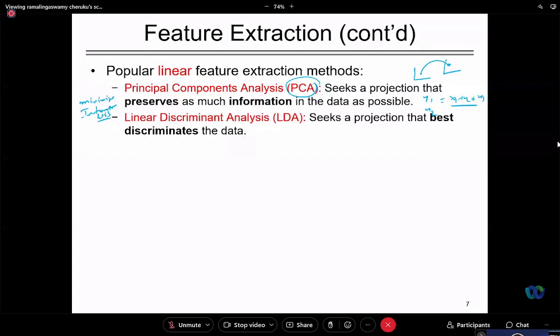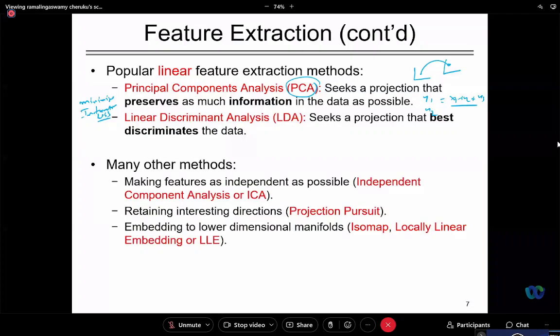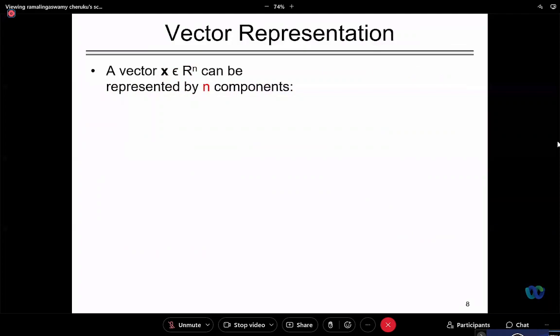Now, if you want to understand principal component analysis or LDA, linear discriminant analysis, some preliminaries related to vector algebra are required. So how a data sample is represented as a vector, and how we can find the projection of a point in some direction.